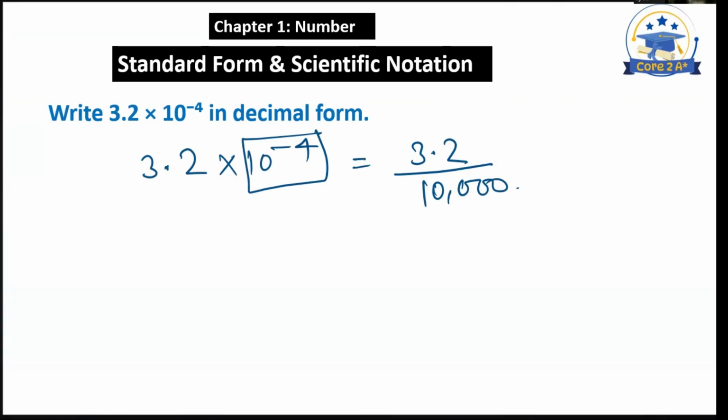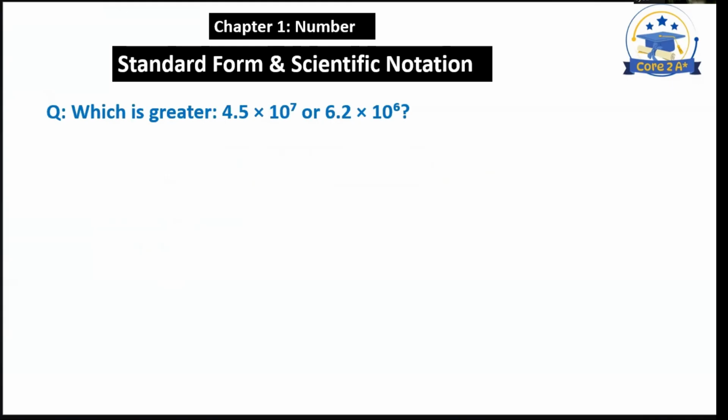After moving the decimal to the left, you will get 1, 2, 3 zeros and then the digit: 0.00032. Sorry, decimal is right now over here, and 2. That's it, right? Now this negative power is finished. This is your answer. Moving to the next.